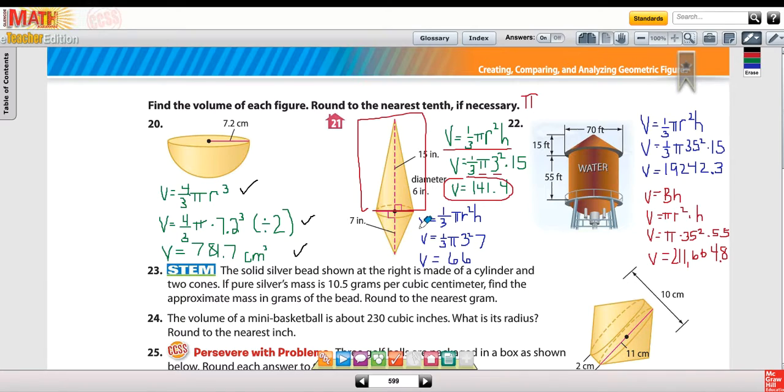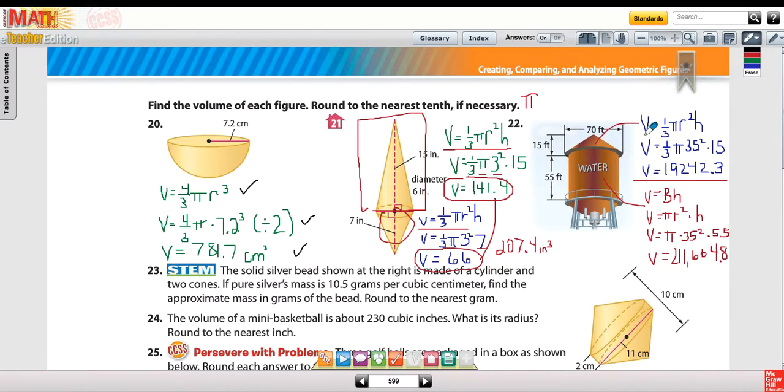141.4. If you apply the same formula to the bottom cone here, all that changes is the height, which is 7. You should get a volume of 66. And then for the total volume, we're going to add those two together, and you should get 207.4. And that is in cubic inches. So make sure you have that work shown, and the final answer, 207.4 cubic inches.